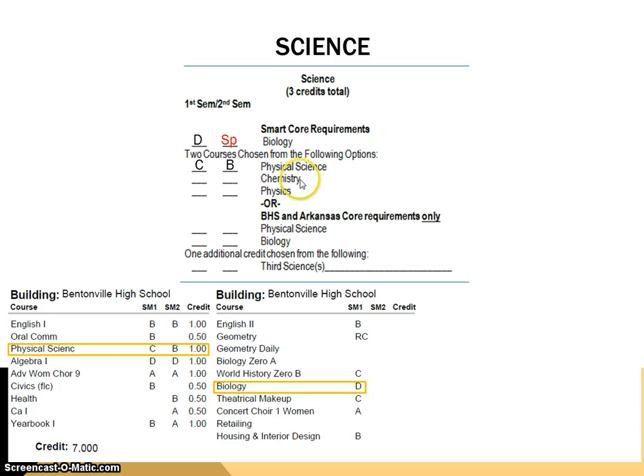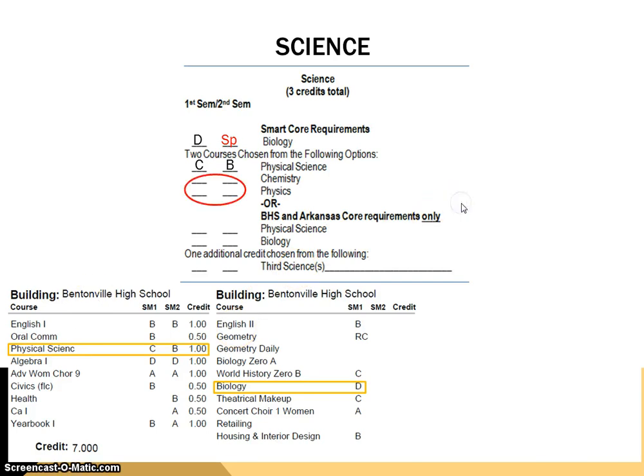Now the student can take, based on what their teacher is recommending for them, to be SMART Core, they have to take junior year or senior year, it can be either year, either chemistry or physics, but to meet just general BHS requirements, they can take a third science from a wide selection of sciences: zoology, botany, geology, environmental science, anatomy and physiology. All of those courses count as science classes, but not SMART Core science classes.